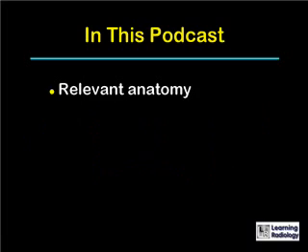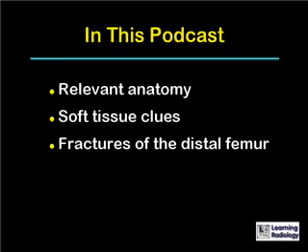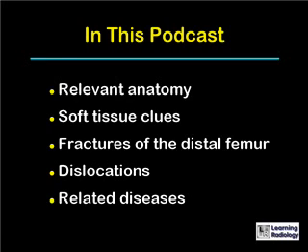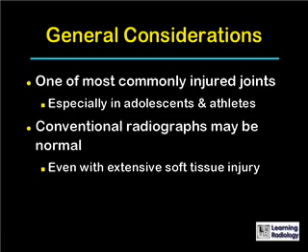In this podcast, we're going to discuss the relevant anatomy of the knee, some soft tissue clues that we can see on conventional radiographs, fractures of the distal femur, dislocations around the knee, and some related diseases. The knee is one of the most commonly injured joints, especially in adolescents and in those who are athletically inclined. Conventional radiographs are the first study usually obtained in knee injuries, but they can be normal even in the face of extensive soft tissue injury.